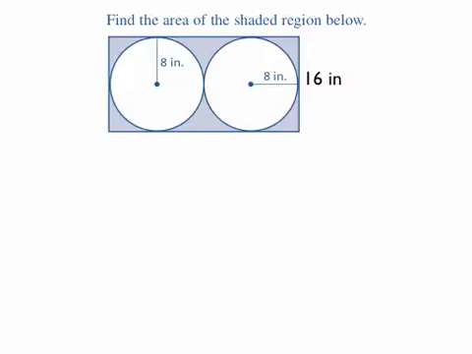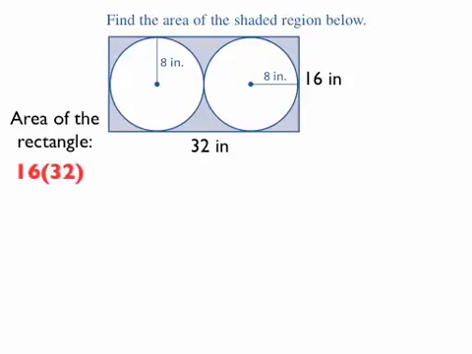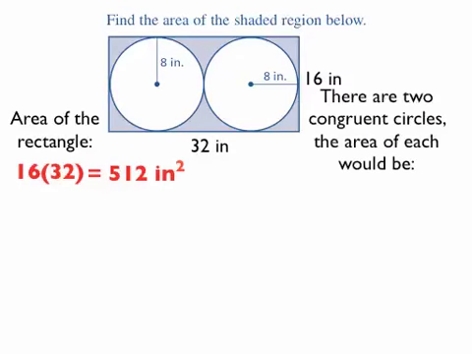Each circle has a diameter of 16, so when we put two circles with diameters of 16 next to each other, it's going to create a 32-inch side for my rectangle. So to find the area of my rectangle, I would just multiply 16 times 32, which is 512 inches squared. And then I need to find the area of the two congruent circles.